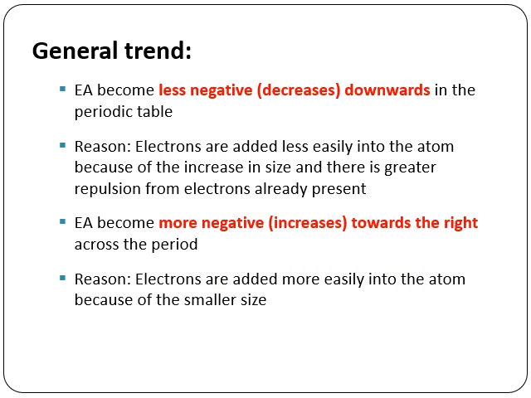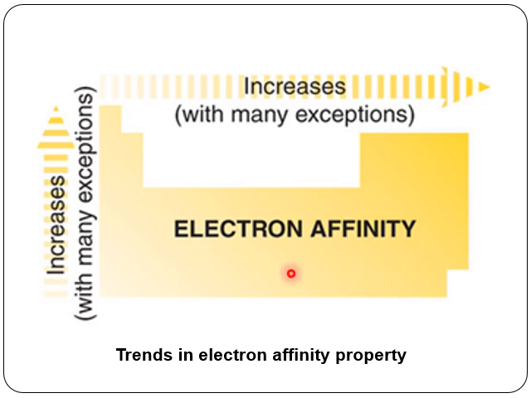General trend: electron affinity becomes less negative, or decreases, going down the periodic table, so electrons are added less easily into the atom because of the increase in size. Electron affinity becomes more negative towards the right, because electrons are added more easily. So this is what you have to remember about this one. It increases to the right.